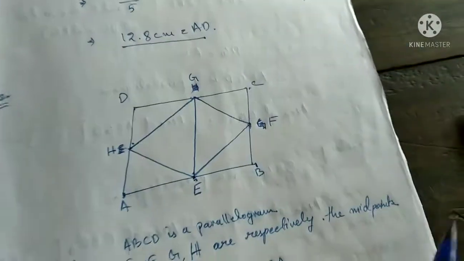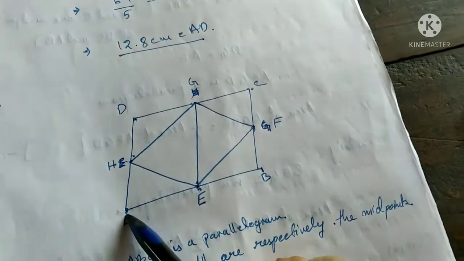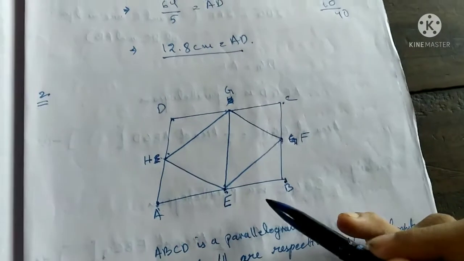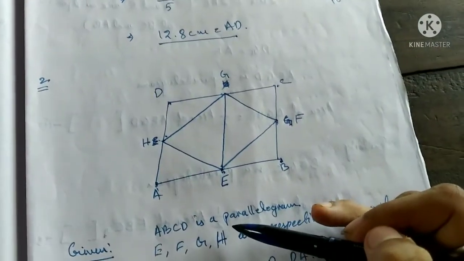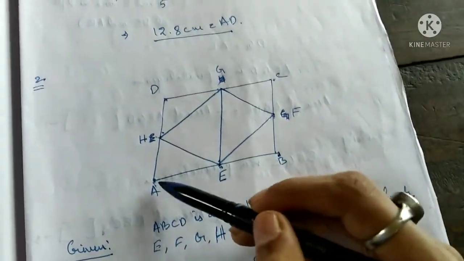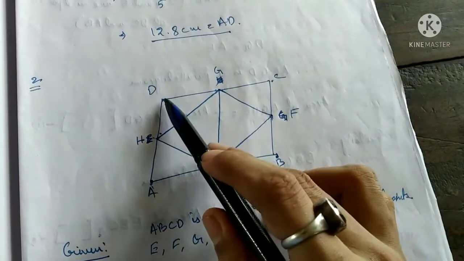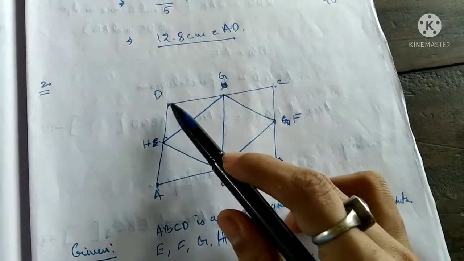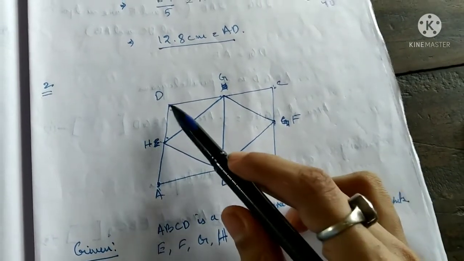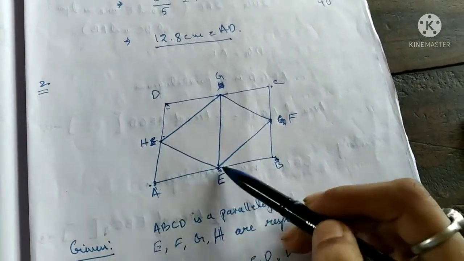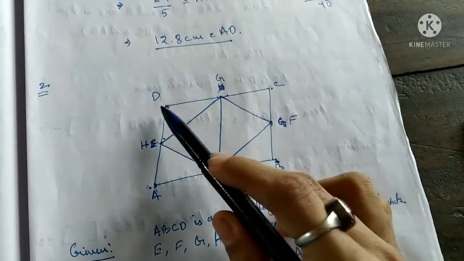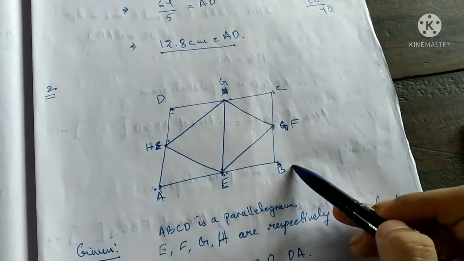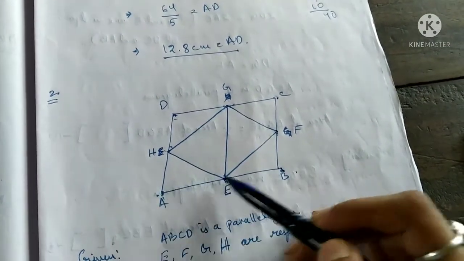One time again I am saying, DC is parallel to AB because ABCD is a parallelogram, and in a parallelogram we know that opposite sides are parallel and equal. So since ABCD is a parallelogram, DC is parallel to AB. Now I can say that DG is parallel to AE because G and E are the midpoints of DC and AB.